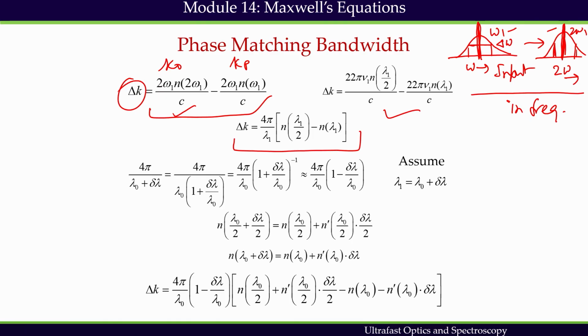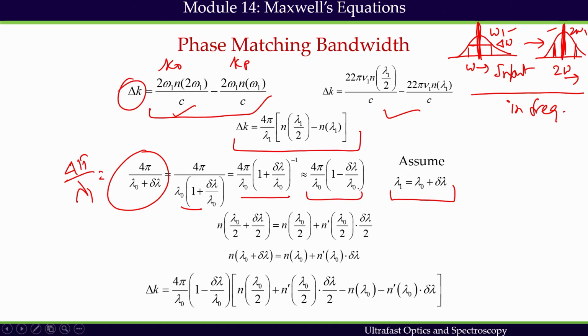and we will assume that this lambda 1 is nothing but lambda naught plus delta lambda. So, if we express it this way, then 4 pi by lambda 1 can be expressed as this, which is nothing but this, and then finally express this, and one can write this down just because lambda naught is much greater than delta lambda.